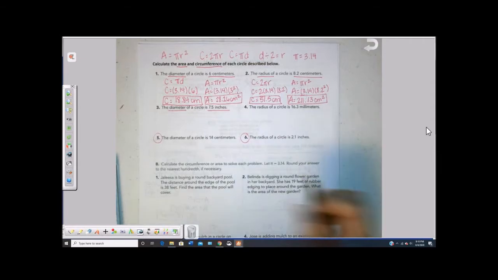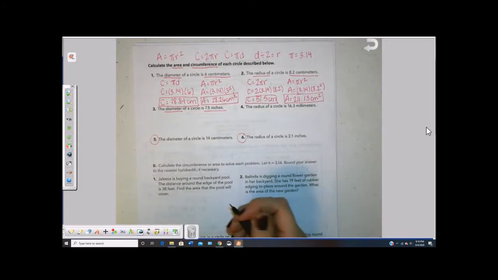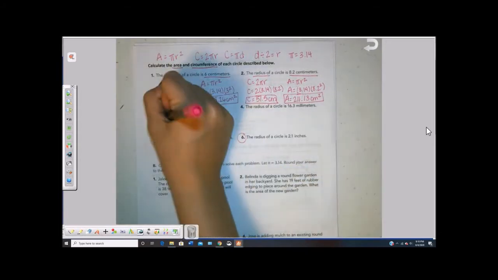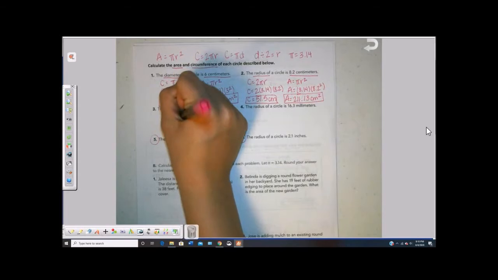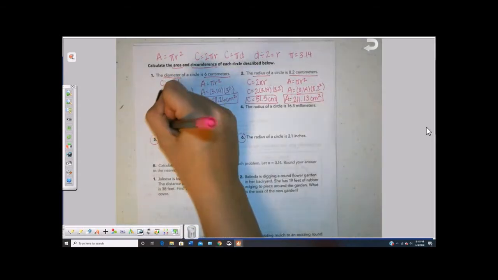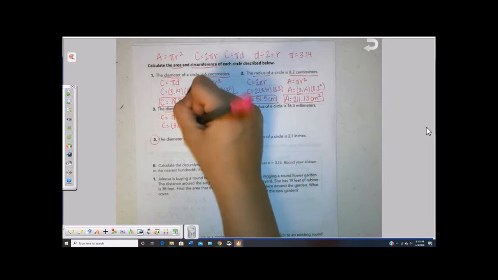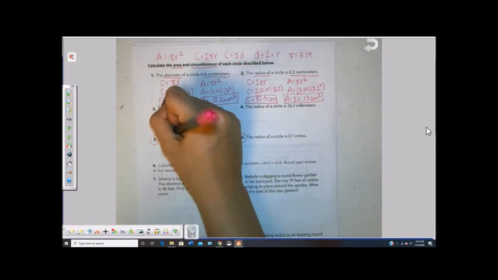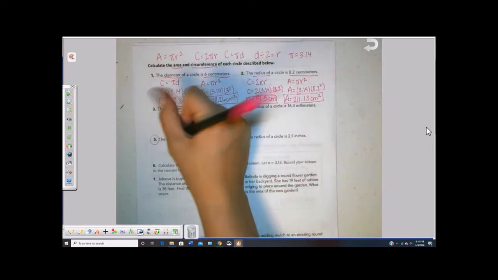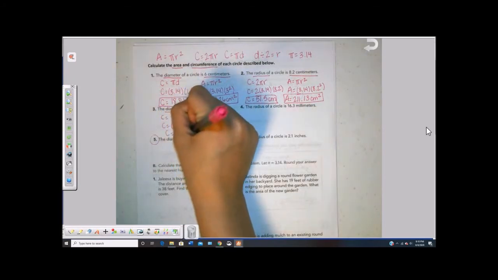For number 3, you have a diameter of 7.5 inches. So we're going to take C equals pi d. 3.14 times 7.5, and you get 23.55 inches.